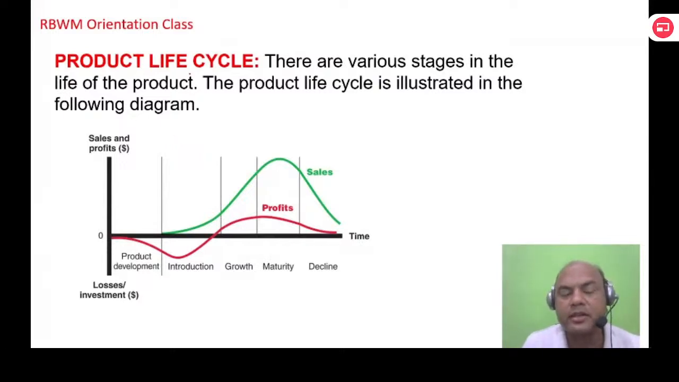PLC, product life cycle, means what are the various stages of the product life cycle. As we have in our life, we have childhood, then we have young age, then we have old age, okay, and then everyone has to die. So similarly every product also falls in the same category. You have introduction, that is childhood, then growth means growing, then maturity, and the last one is decline. The same lifestyle as we follow, a similar lifestyle is followed by the product also.